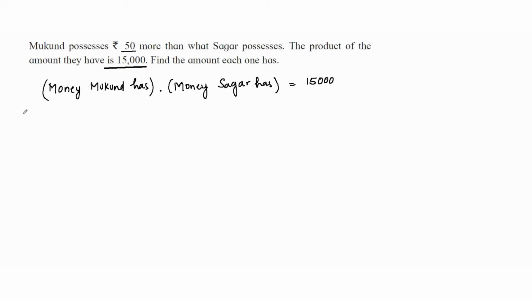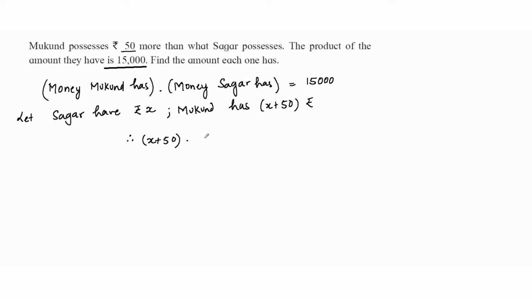So let Sagar have rupees X. Then Mukund has 50 rupees more than what Sagar has. So I can say that Mukund therefore has X plus 50 rupees, and therefore their product is given as 15,000. So the money that Mukund has, X plus 50, multiplied by the money that Sagar has, X, is equal to 15,000.